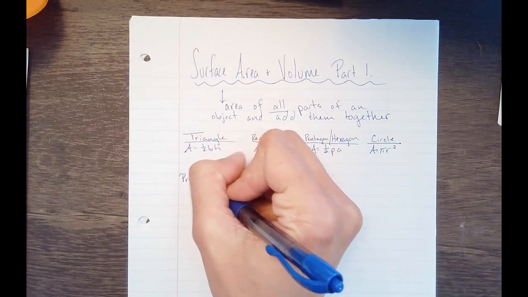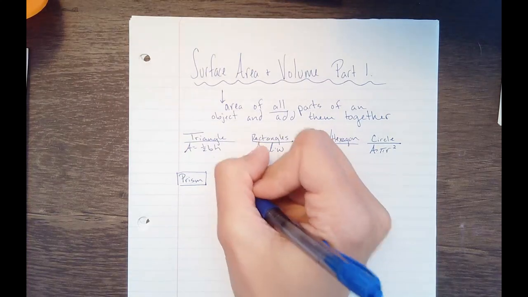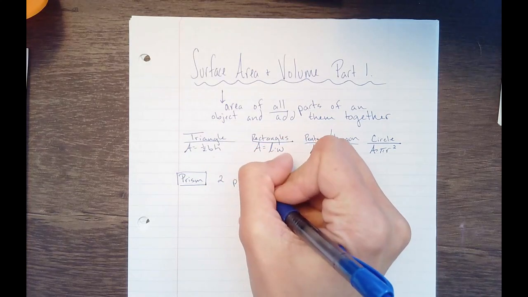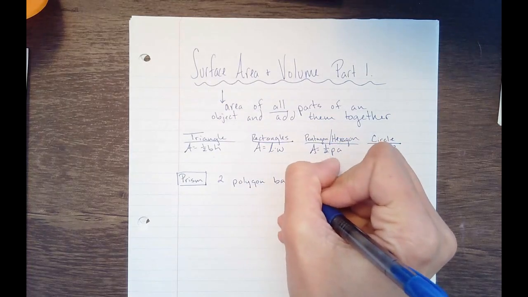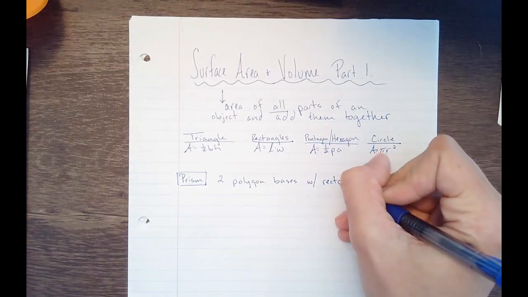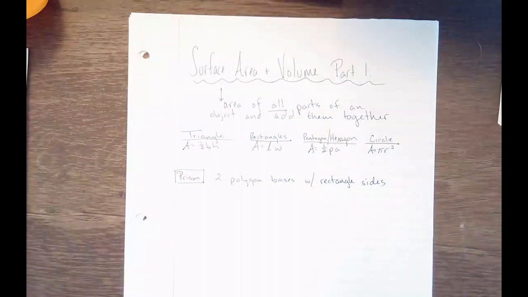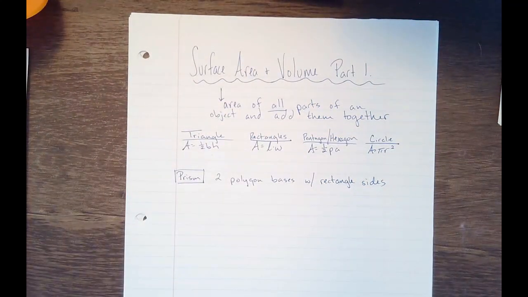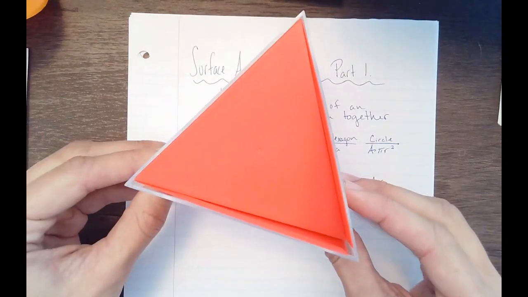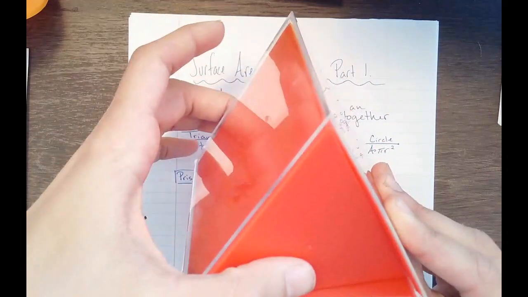A prism has two polygon bases with rectangle sides. So it's two polygon bases, and it has rectangle sides. This shape that I was showing you a minute ago is a prism, because it has two bases, which are these triangles here, and then rectangles as the three sides. So this is a prism.